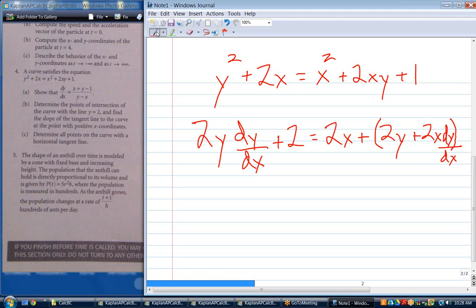All right, and then we have 1, which would go out regardless of what it is. Right, that disappears. So then we're left with that. Okay, so then you want to get dy dx on one side and everything else on the other? Is that the idea? Yes. Okay.